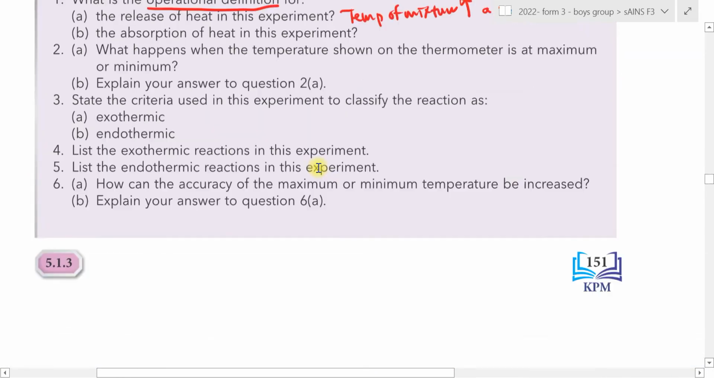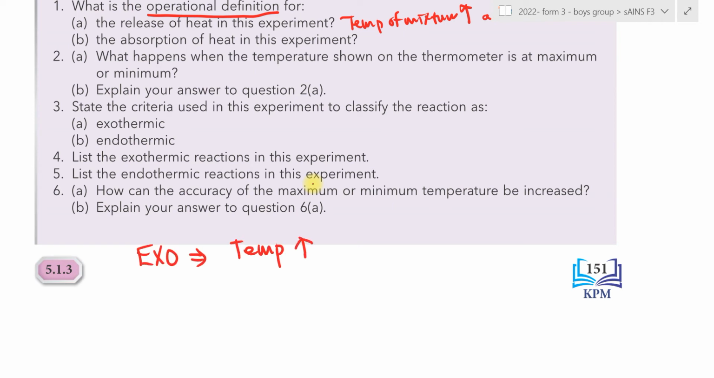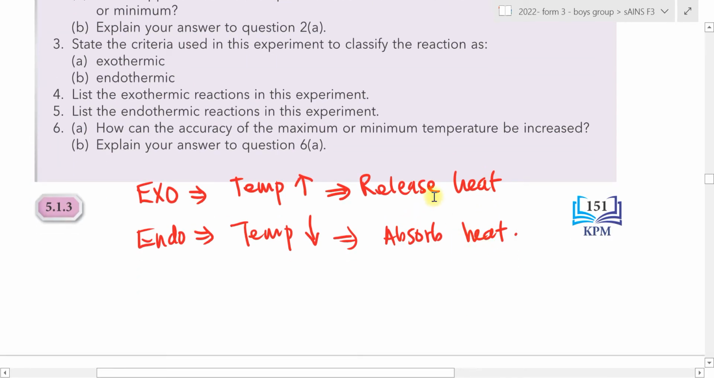Okay, now we know when the temperature increases. Listen. Exo means temperature maximum, release heat to the surrounding. Endo means temperature drops, because it is absorbing heat from the surrounding. Okay, these are the key things.